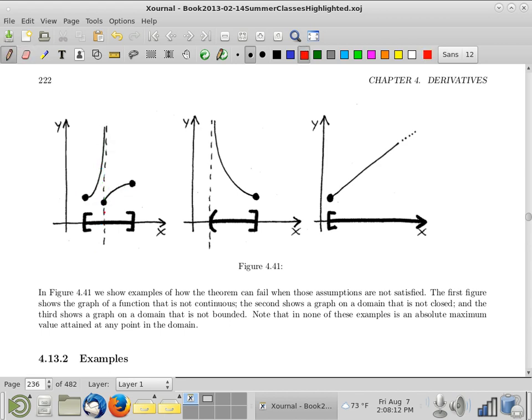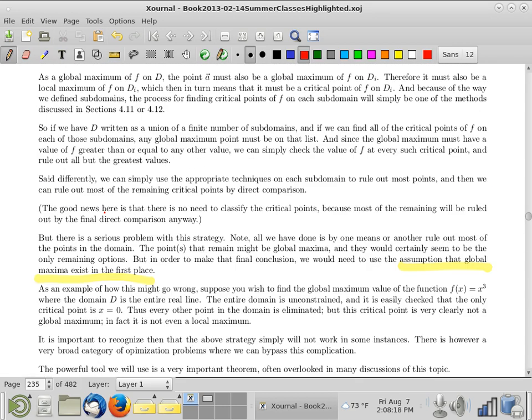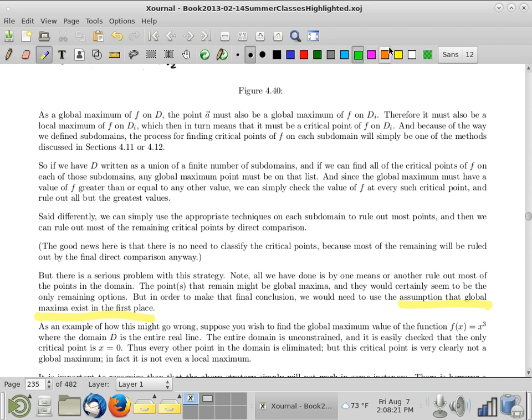Okay. So that is a huge problem, and if you were to play the game here of looking for the critical points on all the subdomains, and then just plug in and see what the value of the function is for all those values, and look at direct comparison of those values, you would not find the global maximum because there is no global maximum. Okay, so all of this assumes that the global maximum exists in the first place. So the fact that this is not always true is a problem.